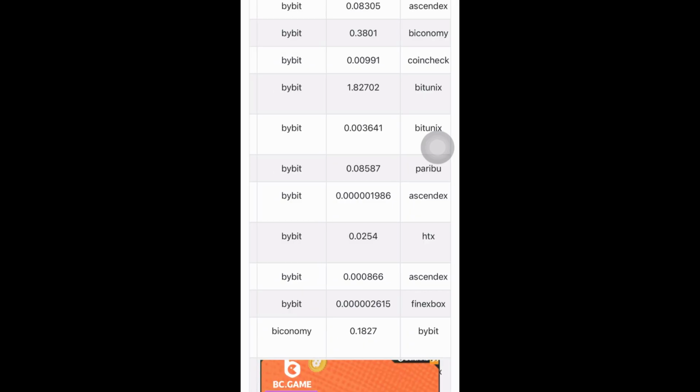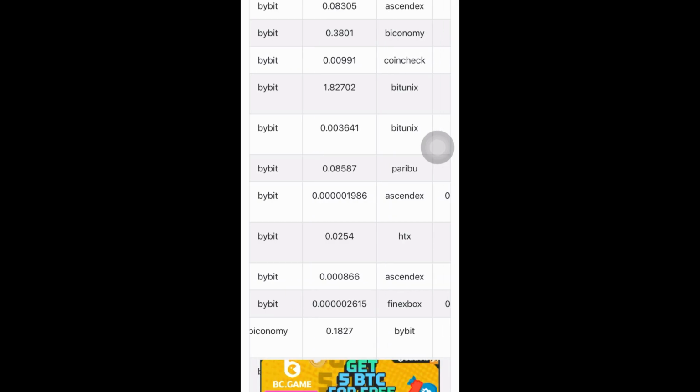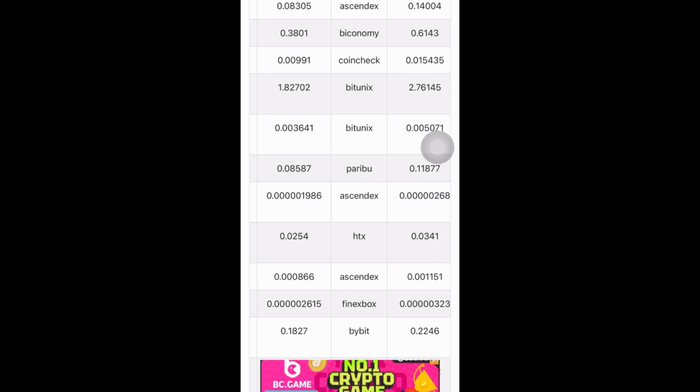So today I'll be using RDNT. I'll buy it from Bybit at the rate of 0.0254, and I'll sell it on ATX at a rate of 0.0341. Before I initiate this trade, I have to consider these basic steps, these three factors. If I consider these factors and I see that it's cool, then I will initiate the trade.